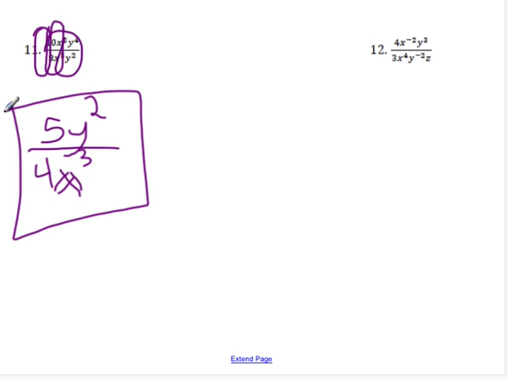Now, taking a look at number 12, whenever you have a negative exponent, you need to flip where it's located. So this x to the -2 is negative on top, so it needs to come down to the bottom.